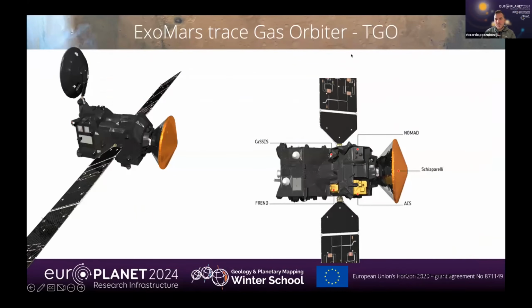Quick notes about ExoMars TGO. You will see a couple of images on Thursday. This was launched in 2016. It has lots of instruments inside. One is CaSSIS, which is a color and stereo imaging system. And this is how it works.